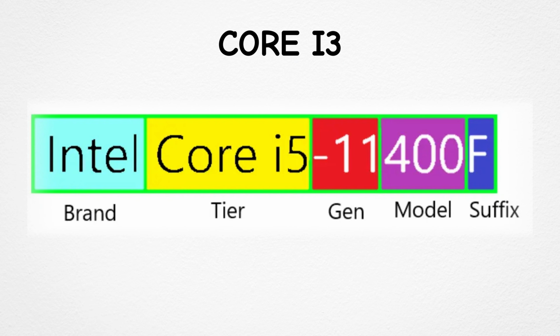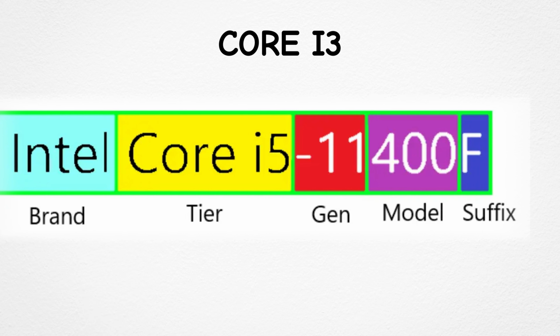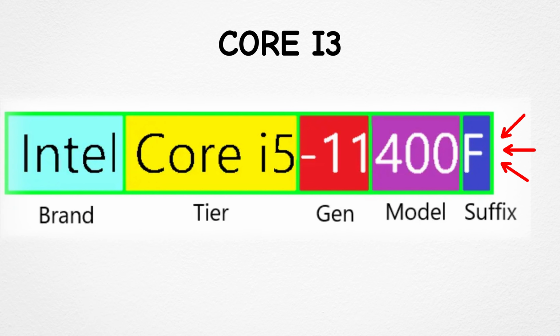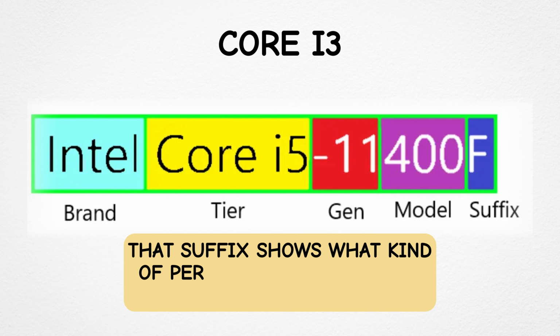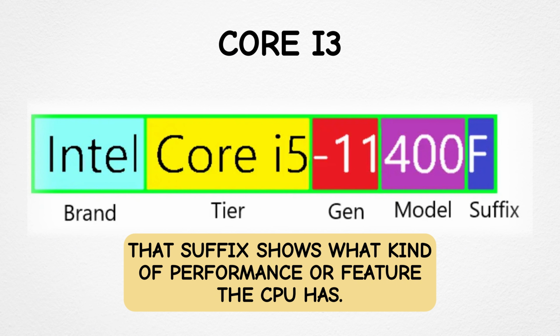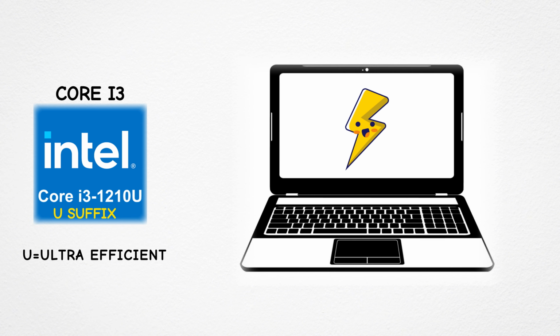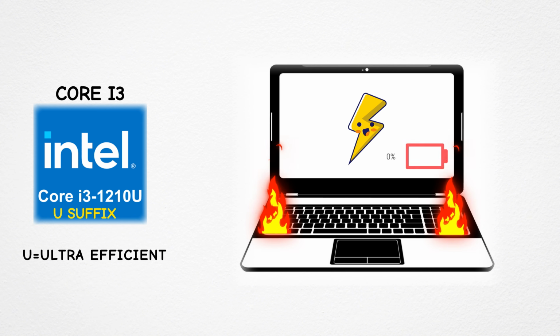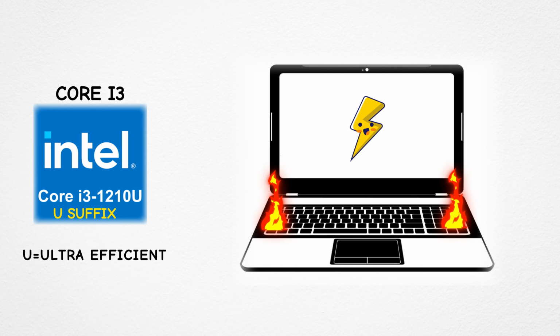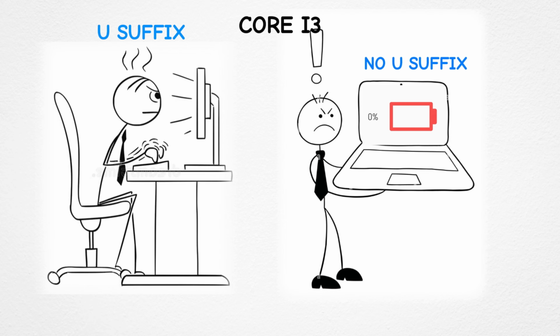Another important thing to understand is that if you look at the end of the CPU name, you'll sometimes see a letter or suffix. That suffix shows what kind of performance or feature the CPU has. For example, laptop variants of the i3 usually come with the U suffix. This means the CPU prioritizes limiting its power, so the laptop generates less heat and has longer battery life. This is useful for office workers or students because they don't have to keep recharging their laptop. It can last through an entire day.